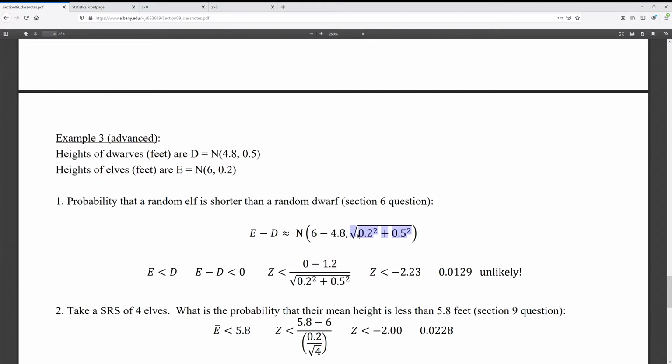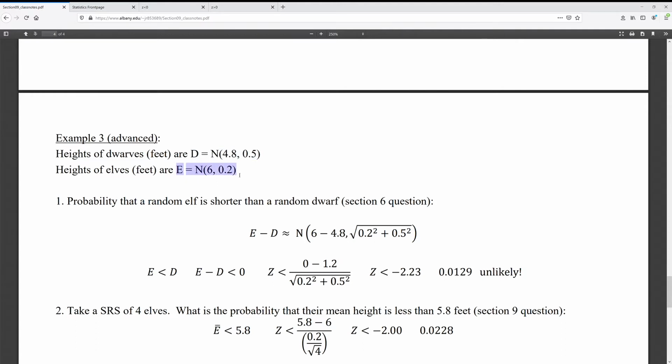First of all, it's not subtraction. Second of all, the formula is weird in any case: square them, square root them. And third of all, remember, they had to be independent for those to work. What does that mean in this case? It means we're presuming that the elf we happen to pick has no bearing on the dwarf we happen to pick, and vice versa, right?